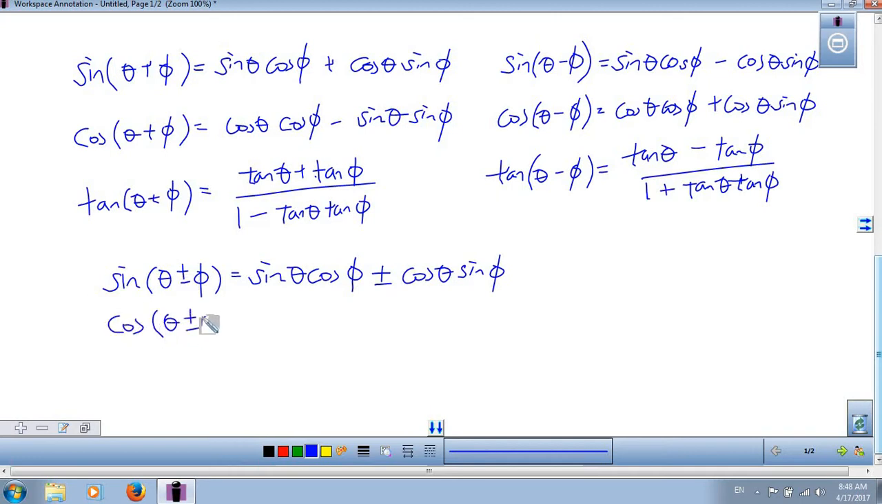For cosine, you will see something like this: cosine of theta plus-or-minus phi equals cosine theta cosine phi minus-or-plus sine theta sine phi. Just make sure that you understand what the notation means.